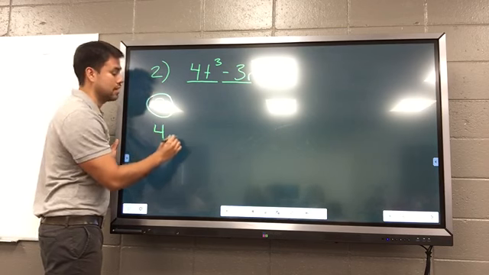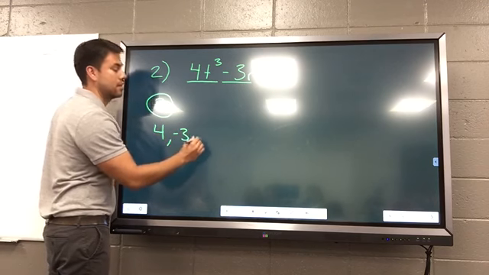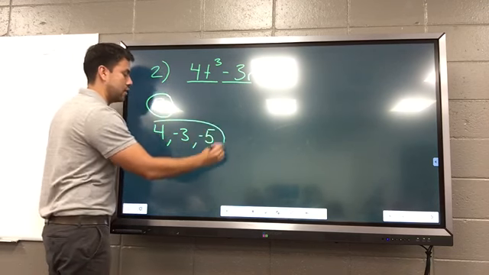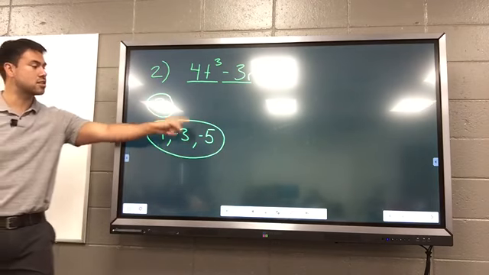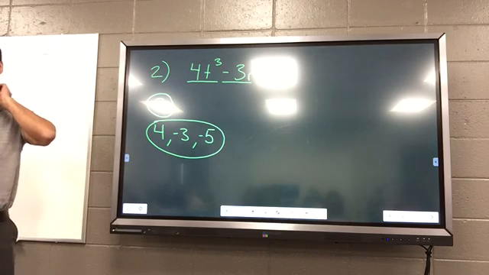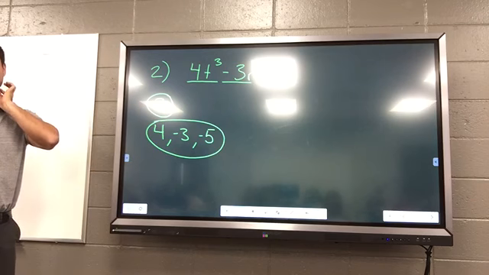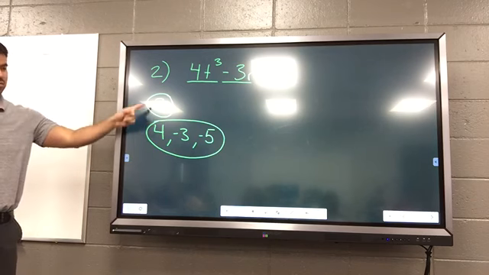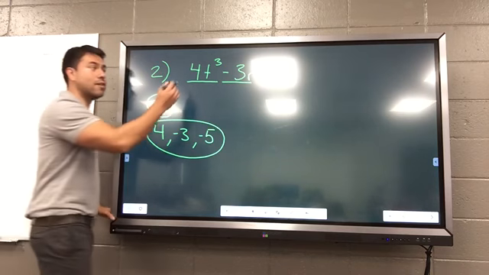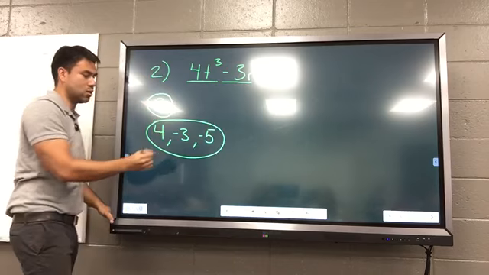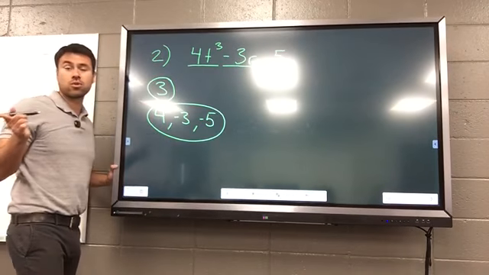4, -3, and -5. Good. 4, -3, -5. Not just 3 and not just 5, but -3, -5. Okay. Just do that. So they'll give you this on your paper, and then this is what you write for your answer. But what are the literal coefficients now?